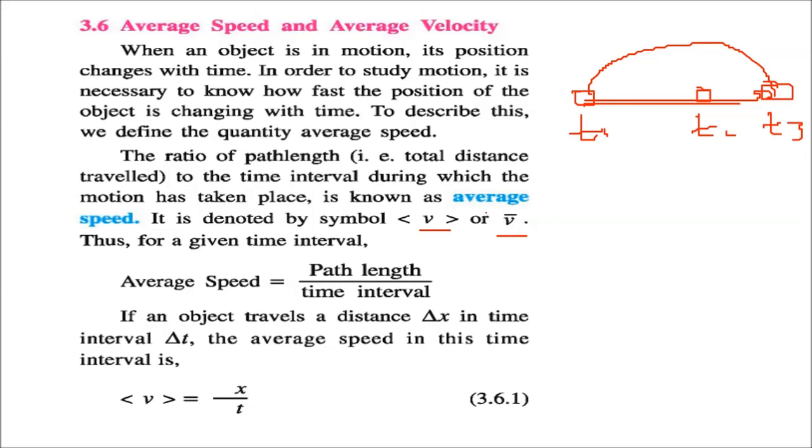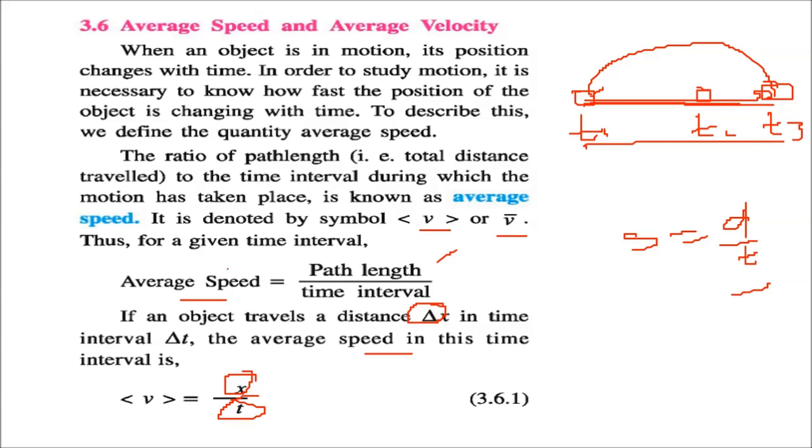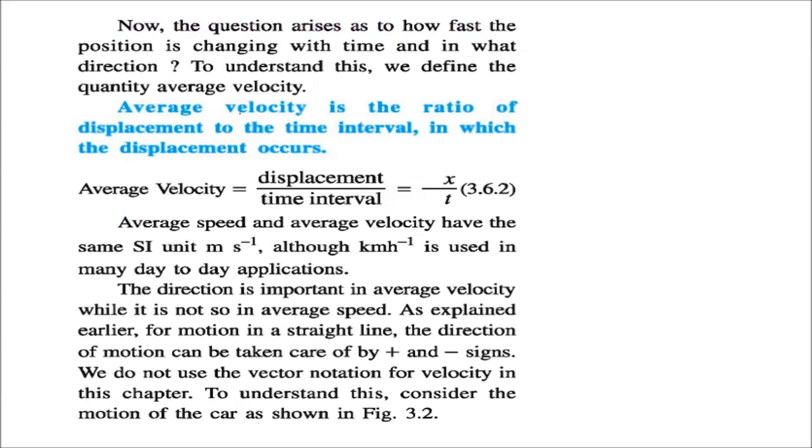So the average speed is total distance divided by time. This you need to just remember. Speed is distance by time. Path length is the total distance from this to this, and the time interval is, say, T3 minus T1. So if an object travels a distance delta x in time interval delta t, the average speed in this time will simply be distance by time. V will be x by t.